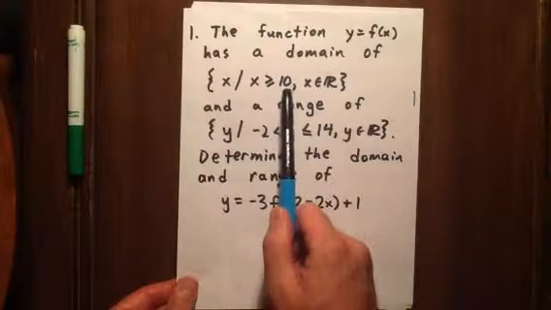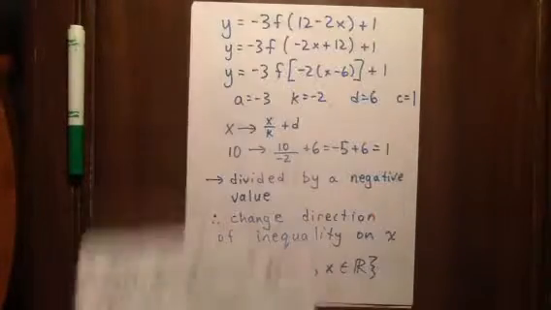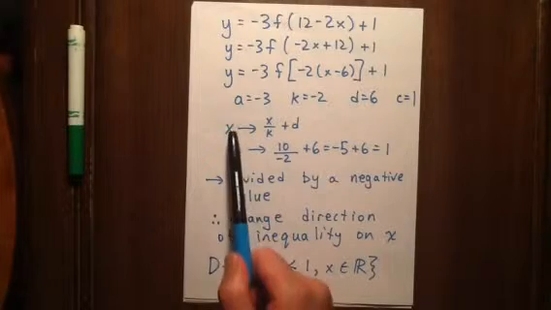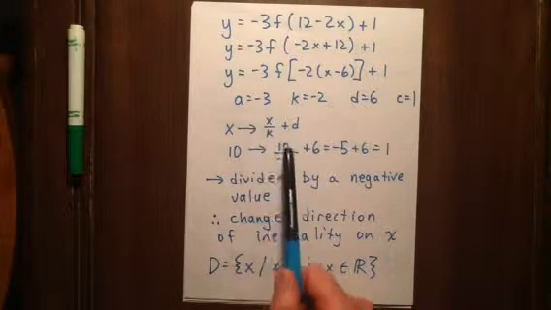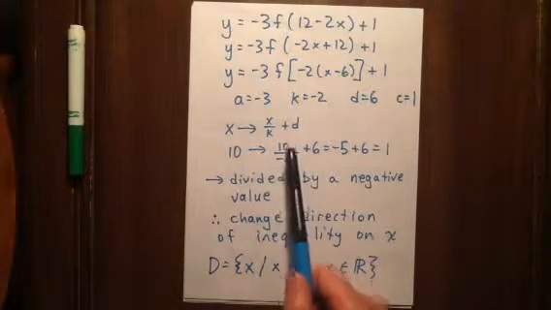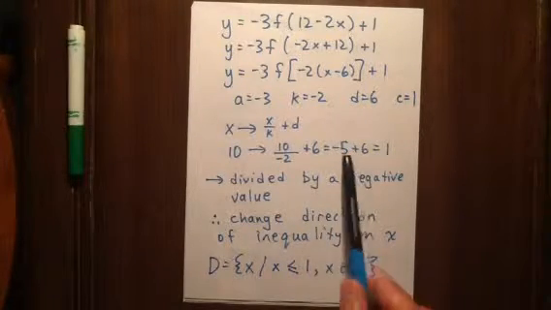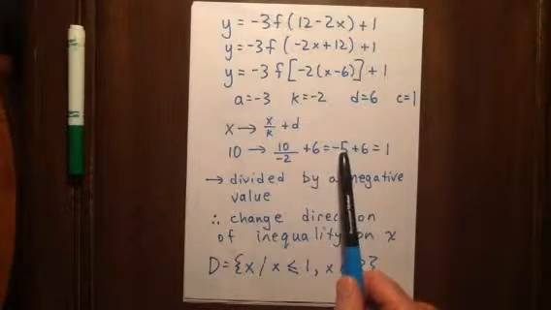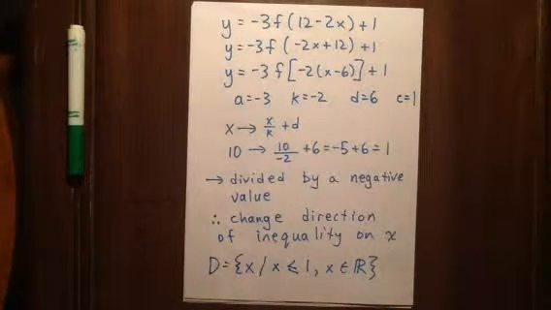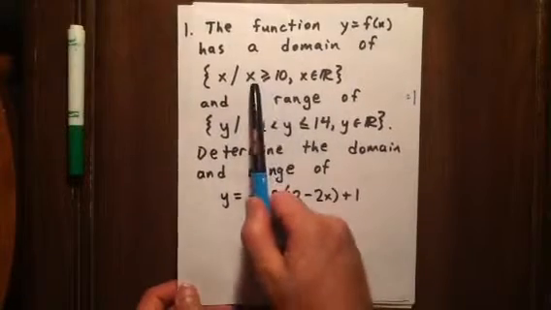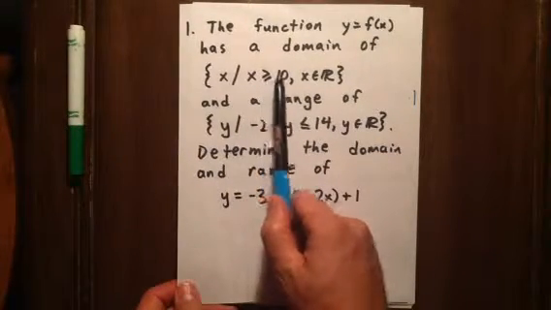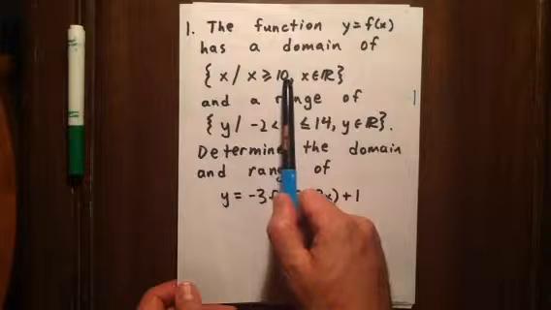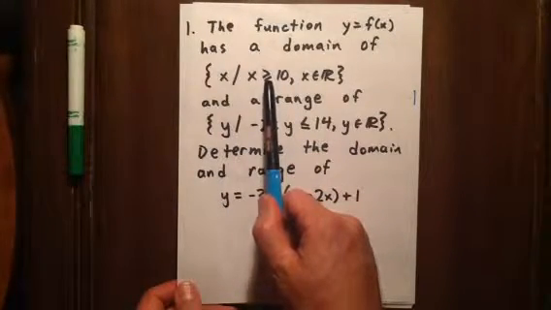Well, our original domain had a relevant x value of 10. Well, what we're going to do is take that x value of 10 and map it on to 10 over k plus d. 10 over negative 2 plus 6 is equal, see, negative 2 and 6 are the values for k and d. That's equal to negative 5 plus 6, which is 1. So on first glance you might say the domain is therefore x greater than or equal to 1, since 10 maps onto 1. Well, that's close, except we have to remember to change the direction of this inequality.